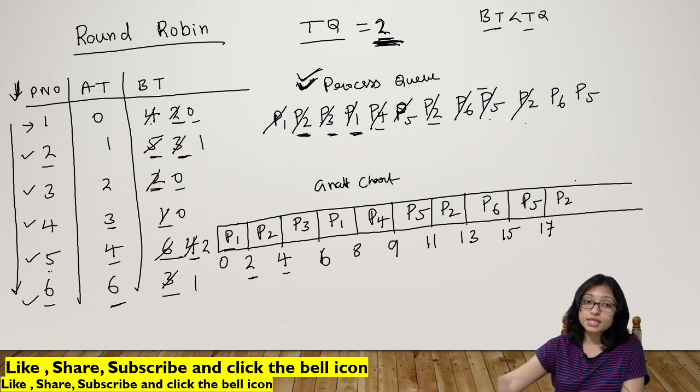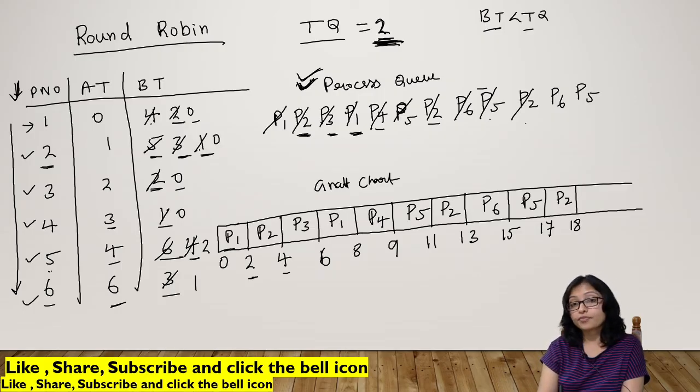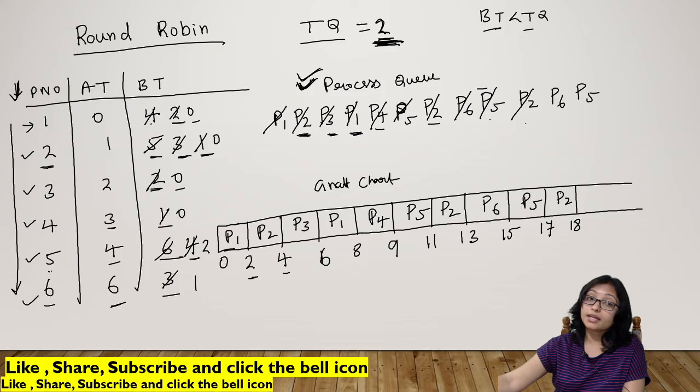When P2 is coming, now check. For P2 it is only remaining 1. So it will execute till 18 and now this is 0. It is executing till 18. Now this is 0. Okay. So after P2, who is coming, and is it required to repeat P2 now? No, because for P2 I got 0. No need to repeat. Now the P6.